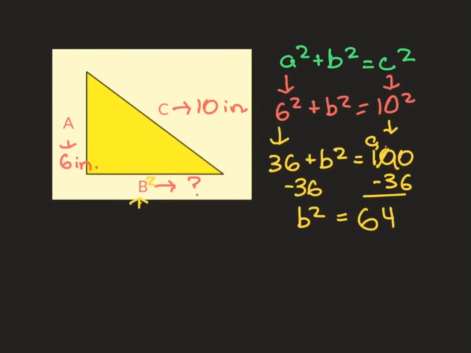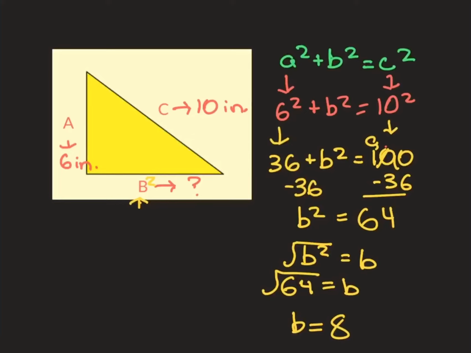And we're going to have to square root 64 so that we can get b on its own, because we know that b squared square rooted is the same thing as b. So therefore 64 square rooted is the same thing as b. And 64 square rooted is 8. So therefore b equals 8.